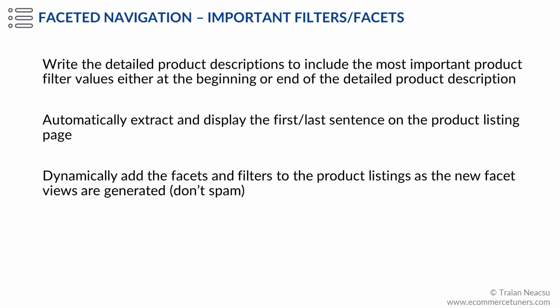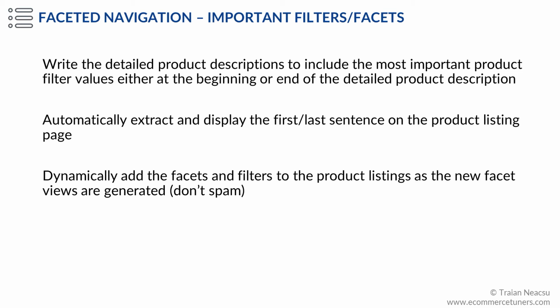Writing custom product snippets for listing pages is a very effective SEO tactic even when you feature only 20 to 25 words for each product. However, it's difficult to write such snippets when you have thousands of products. A workaround is to write the product detail descriptions to include the most important product filter values either at the beginning or the end of the product detail description, and then automatically extract and display the first or the last sentence on the product listing page.